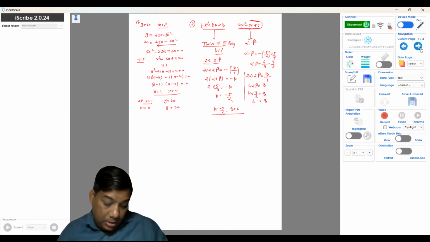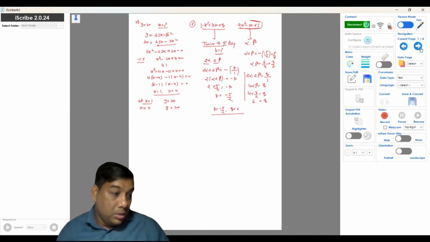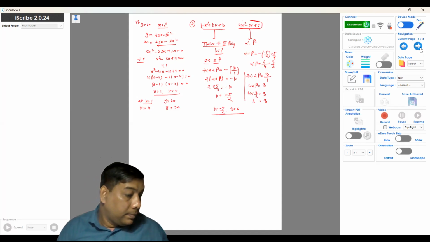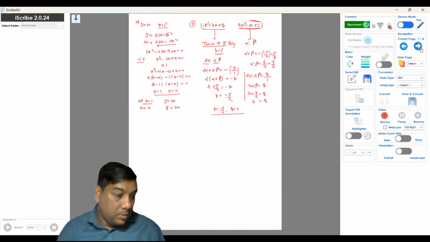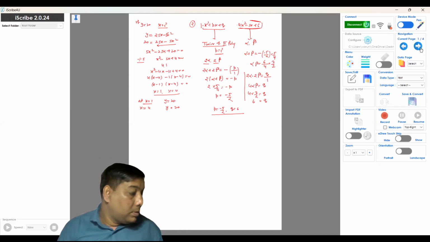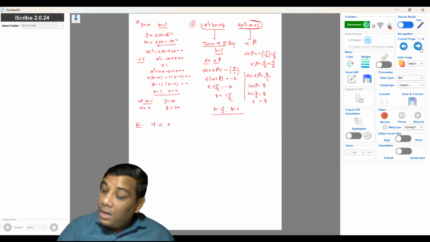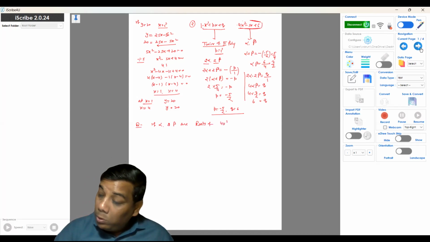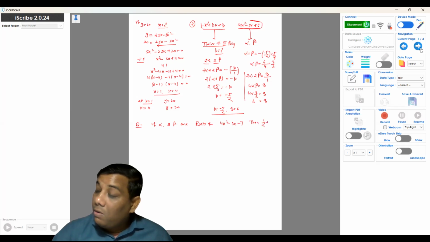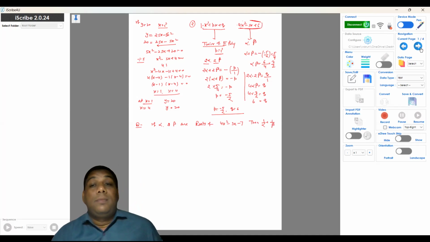Now the next problem is: if alpha and beta are roots of 4x square minus 3x minus 7, then find 1 upon alpha plus 1 upon beta.